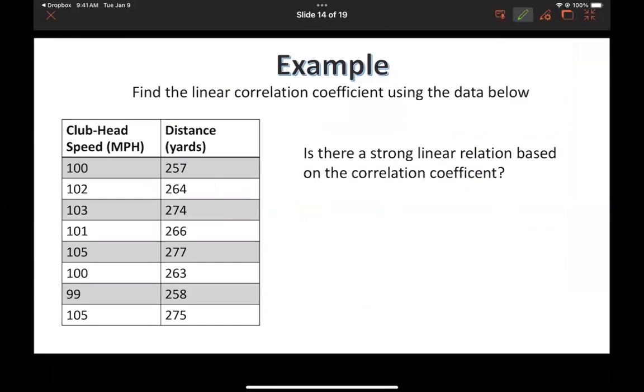So I would like you to try this again with the club head speed and the distance. In your calculator, the club head speed will be your X and the distance will be your Y. I'm not going to do this on the computer calculator. I'm going to do it on my hand calculator, and I want to see how well you do on finding that. So remember, you go to stat edit to get to your L1 and your L2. L1 will be club head speed. L2 will be distance. So go ahead and put those in there.